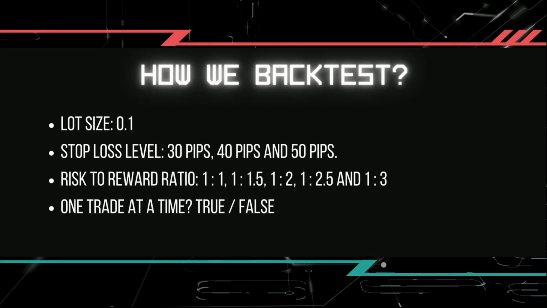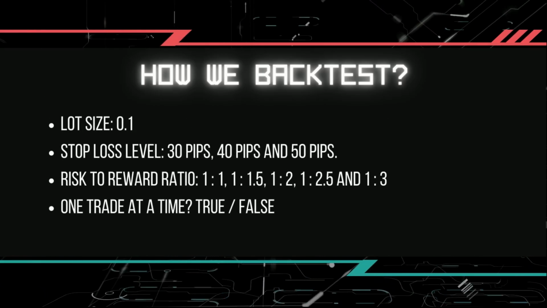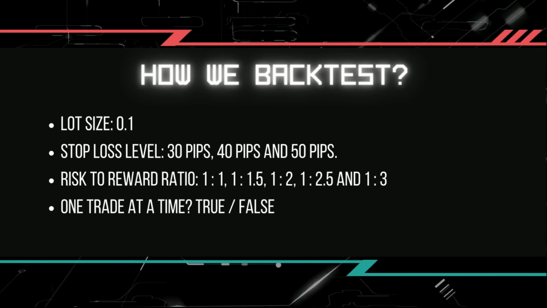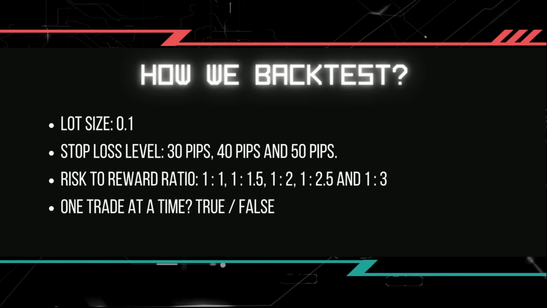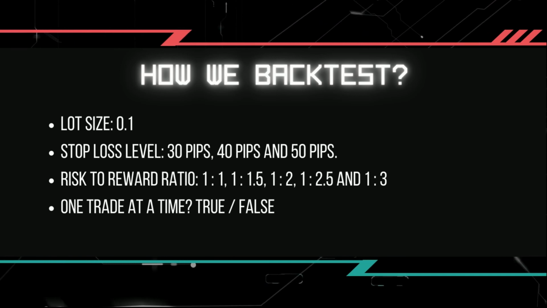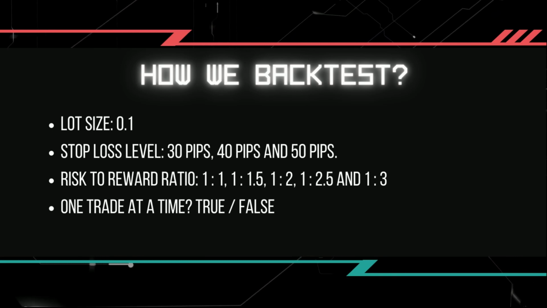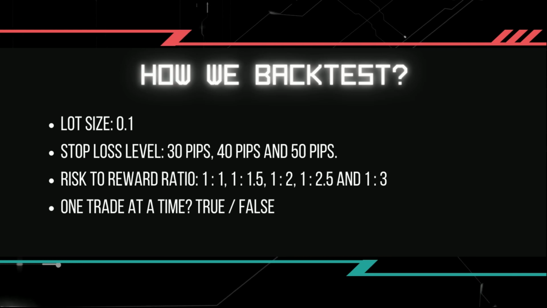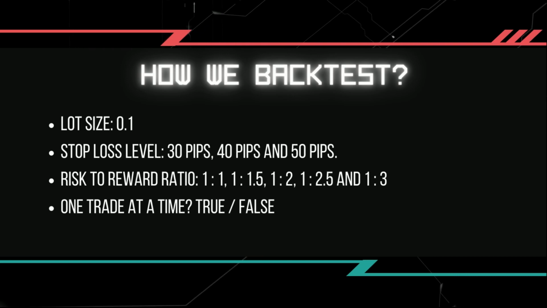As for trade management, the lot size will be 0.1. The stop loss will be starting from 30 pips and increment to 50 pips. The risk to reward ratio will be between 1:1, up to 1:3. Lastly, we want to test if limiting to 1 trade at a time will minimize our losses. We have coded an expert advisor to help us with the backtesting. We have also verified the trades that were executed by the EA on TradingView to be sure that it was executed correctly.